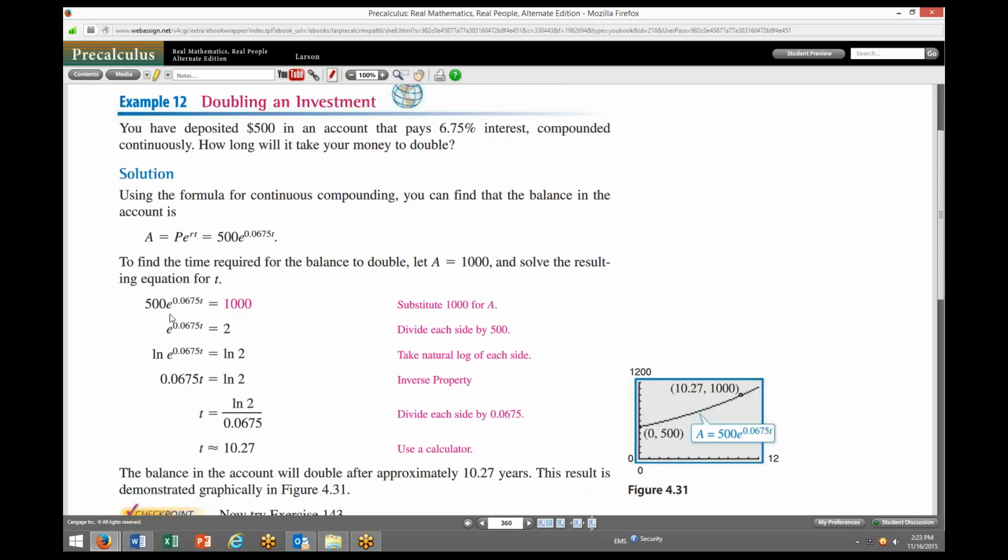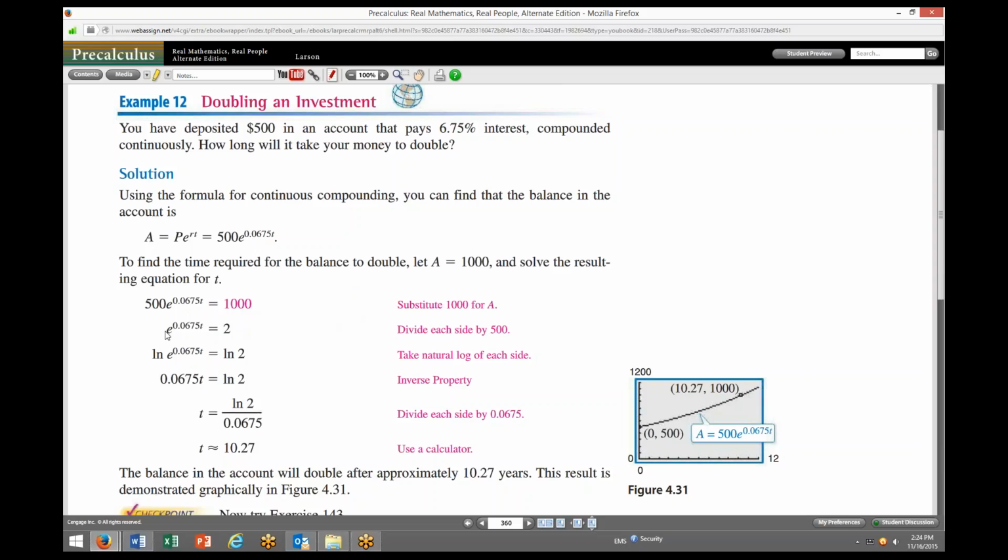And then back to the methods of this section. We want to isolate the exponential expression. E to the 0.0675 t is being multiplied by 500, so we're going to divide both sides of the equation by 500 to get the E expression by itself. So E to this power is now equal to 1,000 divided by 500, comes down to 2.